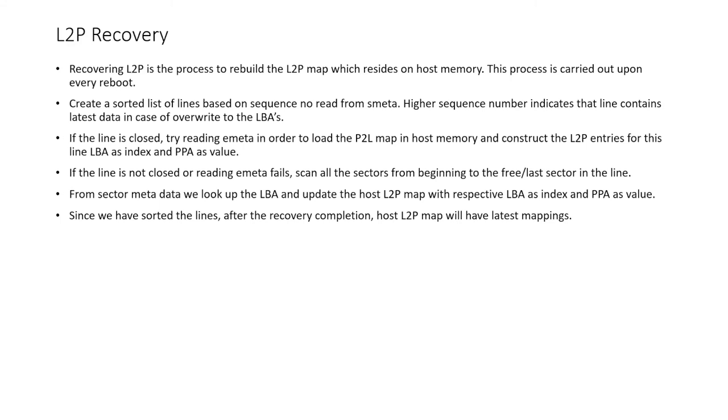So in case reading the P2L area fails for some reason, what we do is we scan the sectors and we create the L2P map. So that is the reason we maintain redundant information. Or it is also possible the line was not closed. So in that case, you will not have a P2L map. So you have to scan the sectors, right?